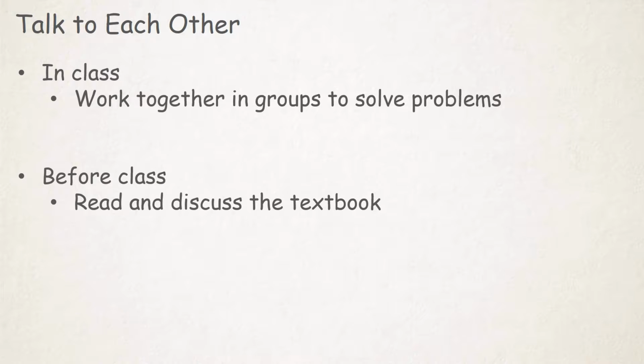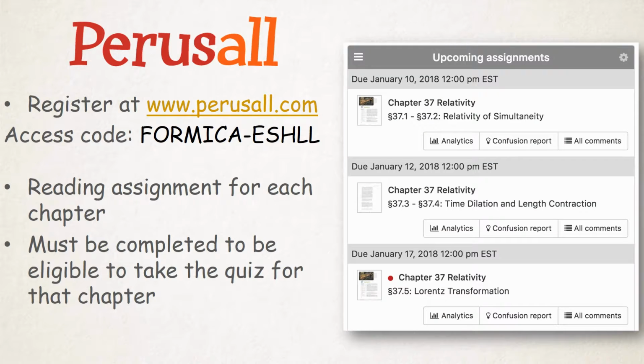Also, before class, you'll read the textbook and discuss the text with each other using a program called Perusall. You'll need to go to Perusall.com and register. It's free. When you register, you'll be asked for an access code, which is Formica ESHLL. There will be reading assignments for each chapter we cover, and you'll need to complete the assignment in order to take the quiz for that chapter.